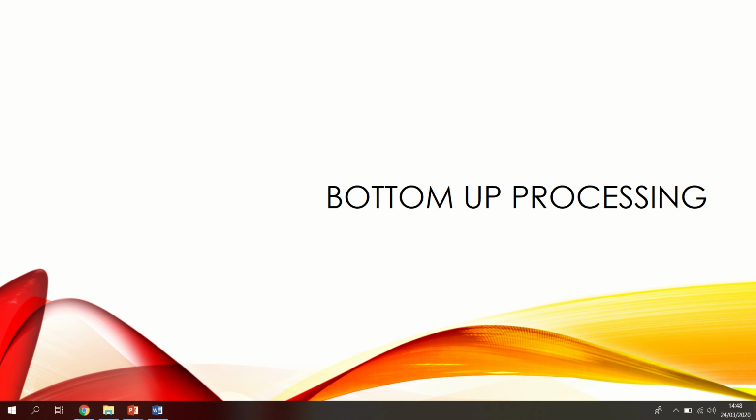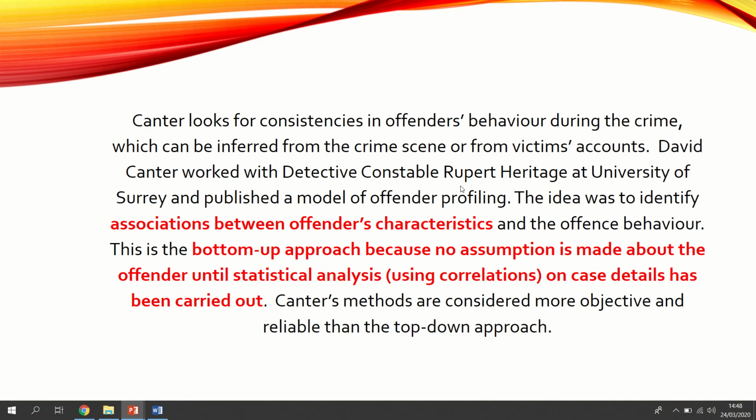Don't say this crime scene looks organised, therefore it's an organised offender, or this crime scene looks disorganised, therefore it's a disorganised offender, and these are all the characteristics they're going to have. He said, do not look at it like that. Do it on a one-by-one basis. Look at the crime scene and try to figure out the characteristics based on the crime scene. And that's what he ended up doing with his bottom-up processing, which is basically the UK or British approach to offender profiling.